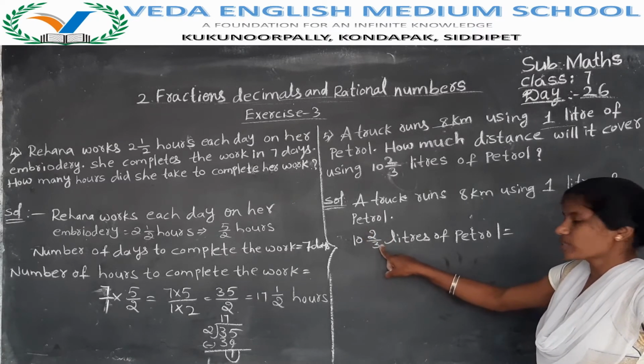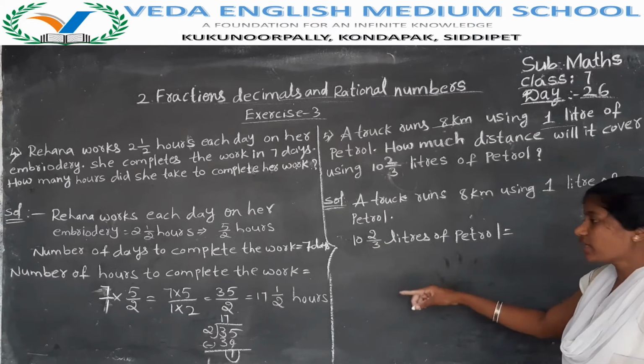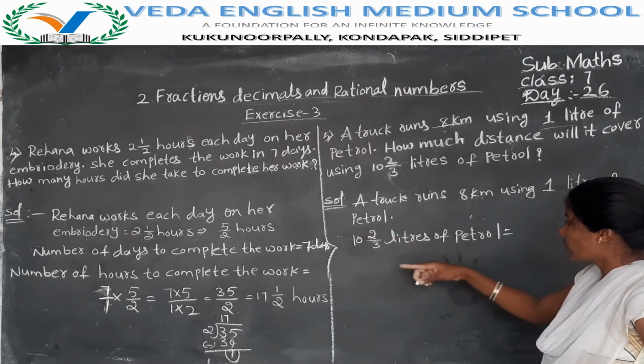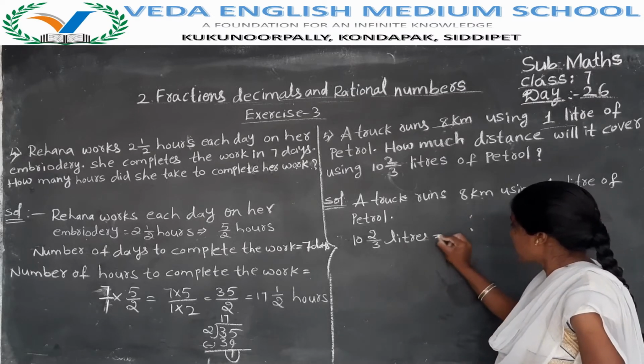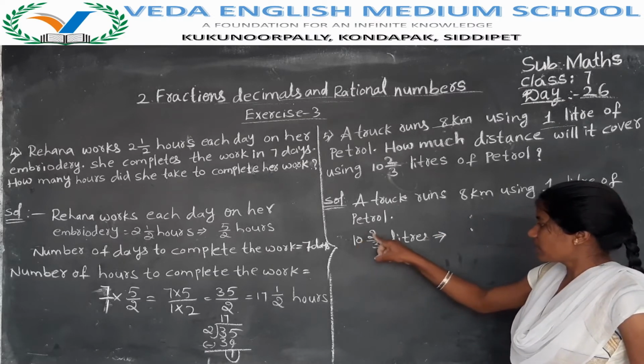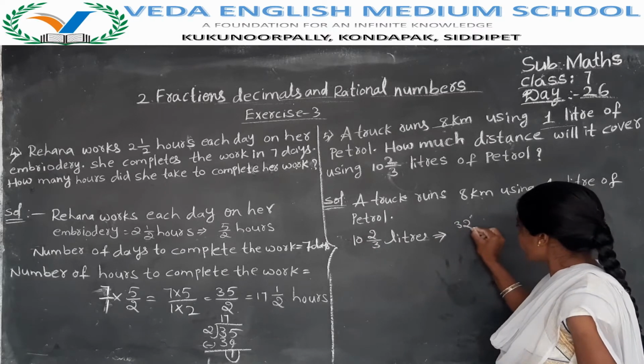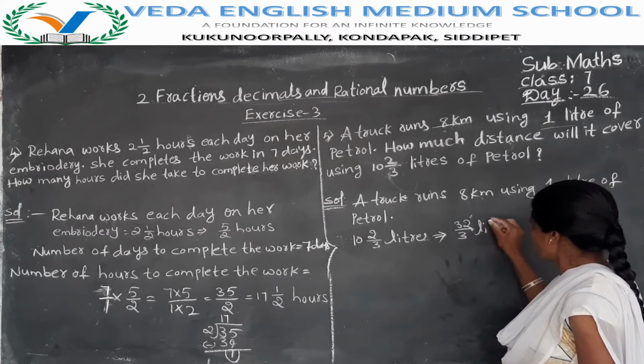They are asking how much distance it will go with this petrol usage, right? Now it is a mixed fraction. Now we have to convert this mixed fraction to an improper fraction. How to convert? 10 into 2 by 3 liters. Now see, 3 tens are 30. 30 plus 2 is 32 by 3. Now it is 32 by 3 liters.